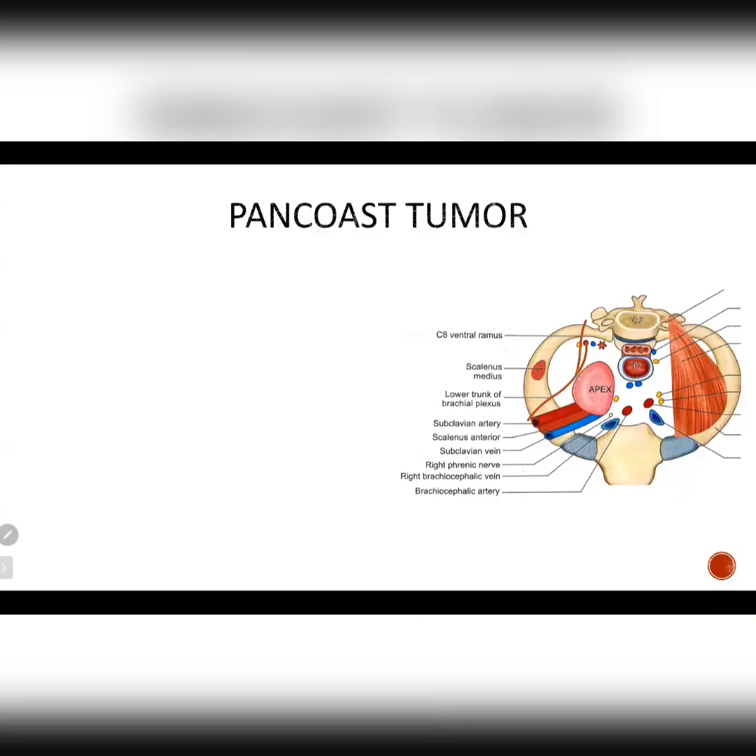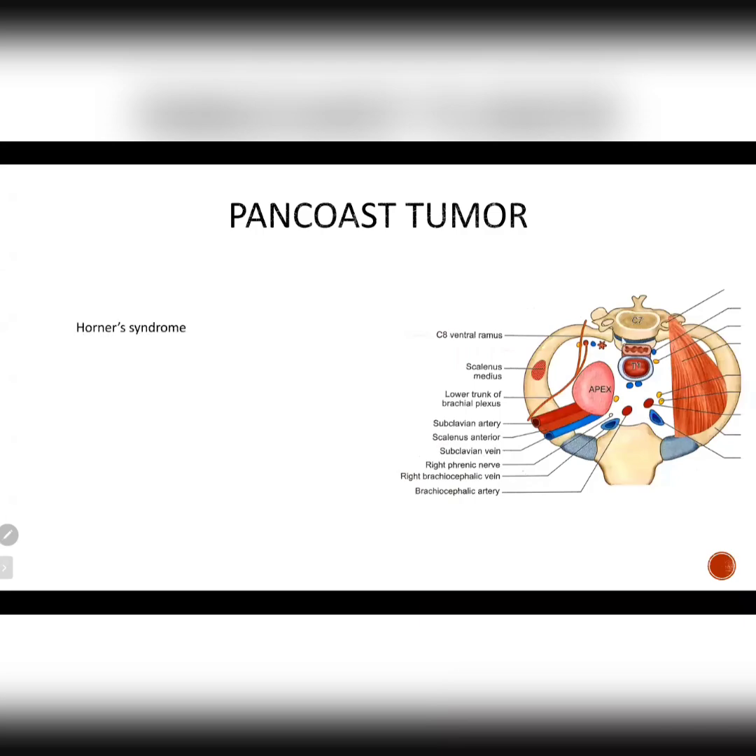Anyone? The ventral ramus of T1. Yes, gets compressed. So what will be the clinical feature then, Nitin? Any idea? Pain along the forearm. Yes. Which aspect of forearm? If it's T1, with your knowledge in brachial plexus? Okay. Medial. Yes, very good. The T1 dermatome is along the medial aspect of the forearm. So the pain will be along the medial aspect. Very good.